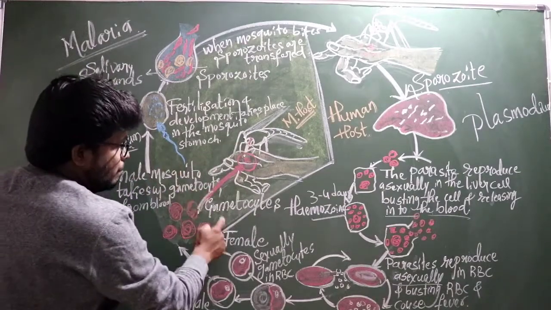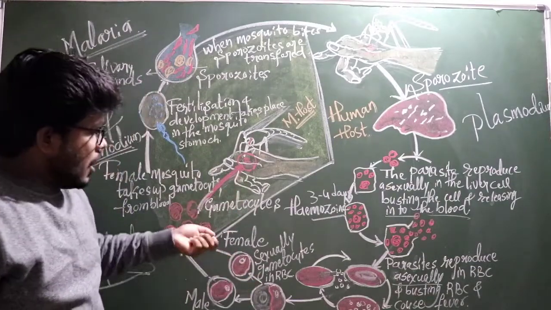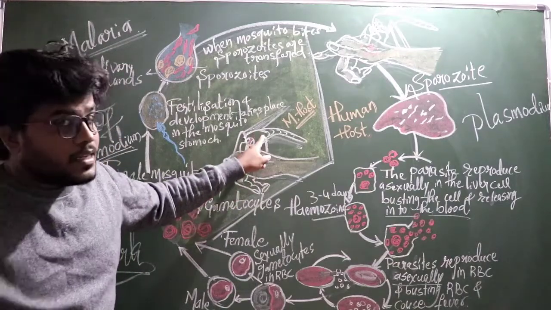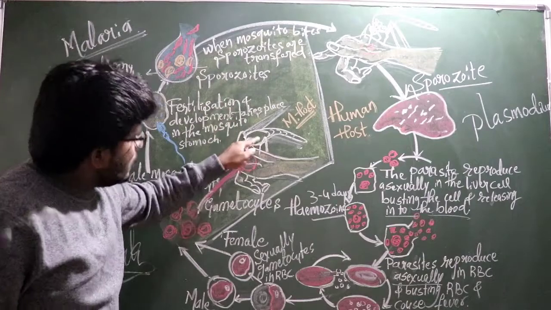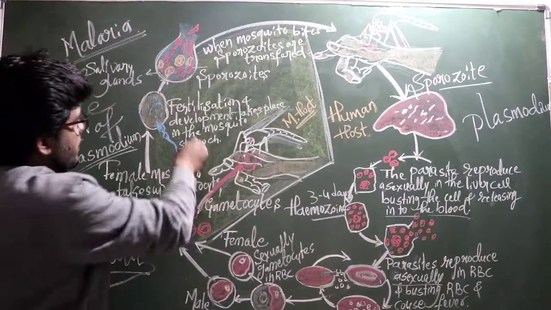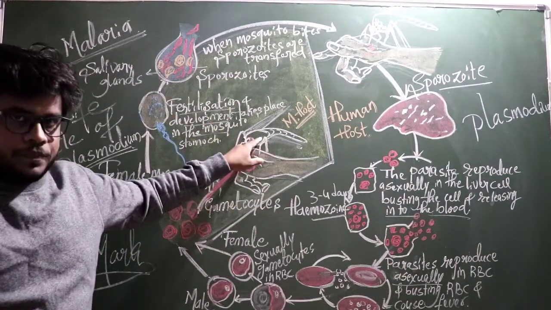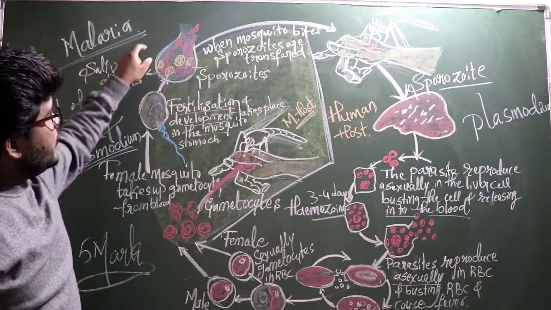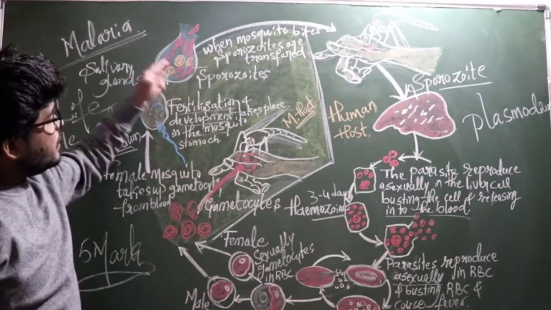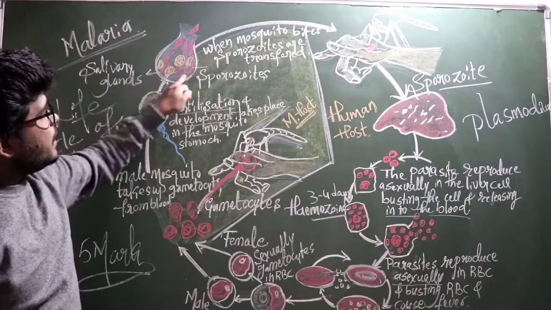When another mosquito bites this infected person, it absorbs the male and female gametes. These male and female gametes enter the body of the other mosquito. In that mosquito, the male and female gametes fuse. That is, fertilization takes place inside the stomach of the mosquito. As a result, sporozoites are produced again. These sporozoites present in the stomach of the mosquito migrate to the salivary glands.